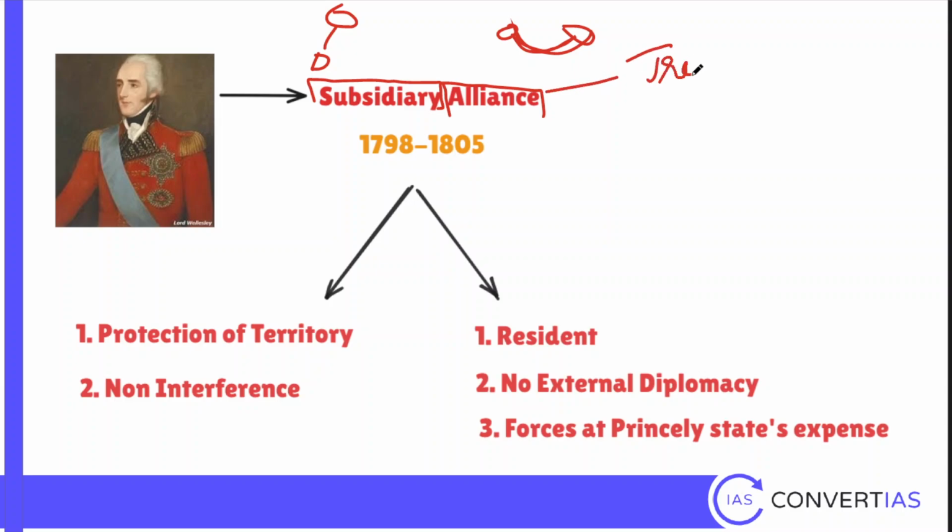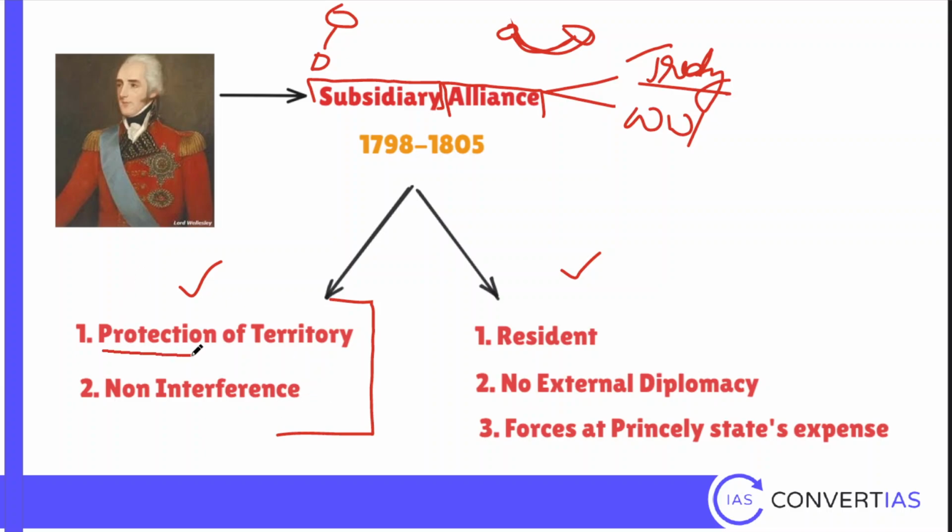If it's a treaty, for example, the treaty that we signed after wars, the Allahabad Treaty, or the Treaty of Versailles signed after World War One, it's always one-sided. But here it's an alliance. Alliance means you need benefits on both sides. Now see what the princely state is getting in the first place. First of all, the princely state is given the protection of their territory.